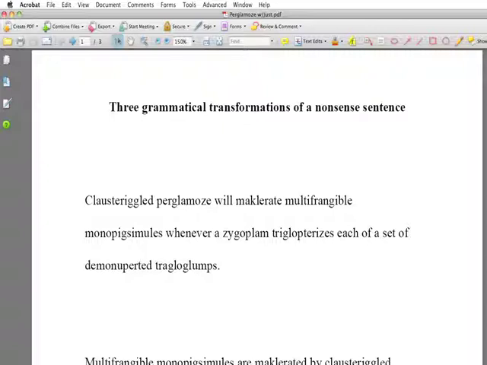So what is clostrigal perglamos? Well, let's see. Let's get our pencil down here. Perglamos would appear to be a noun. I think you all might recognize that as a noun. And what's one of the things that perglamos apparently does? Well, perglamos maclerates. And it appears that it really likes to maclerate monopixamules because this acts as an object here. It's another noun. And I think you all would recognize these as nouns.